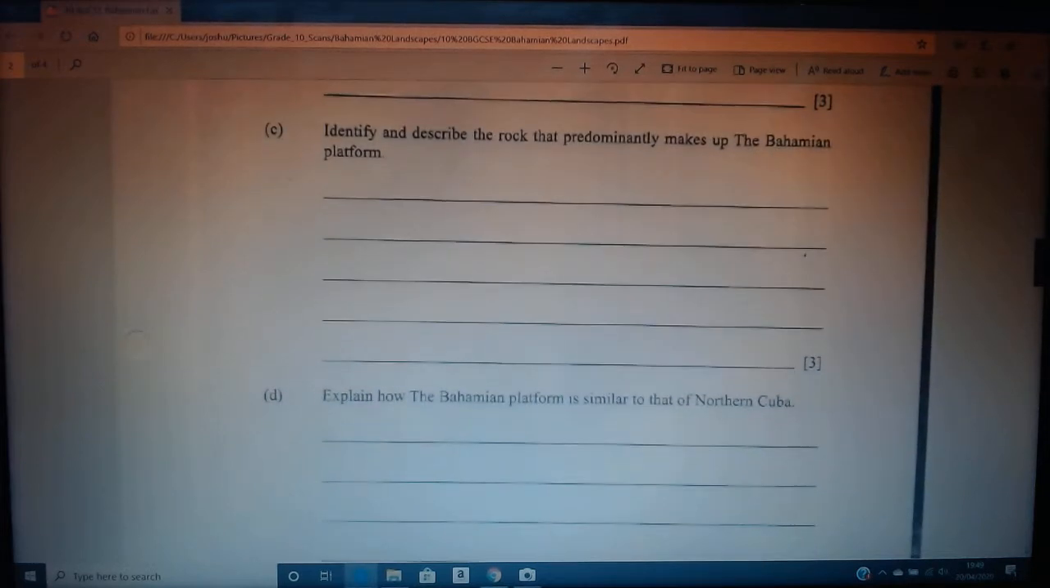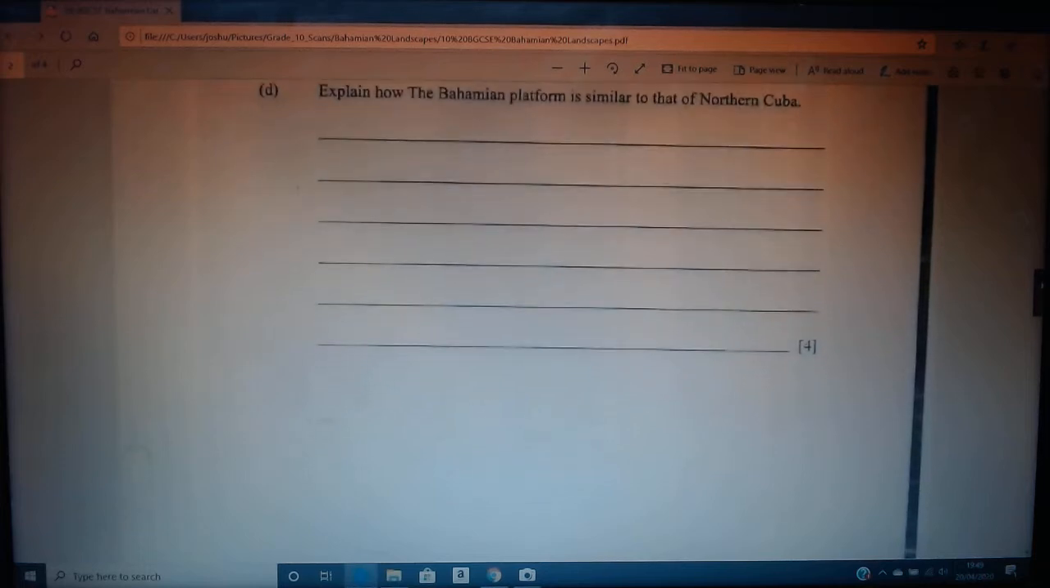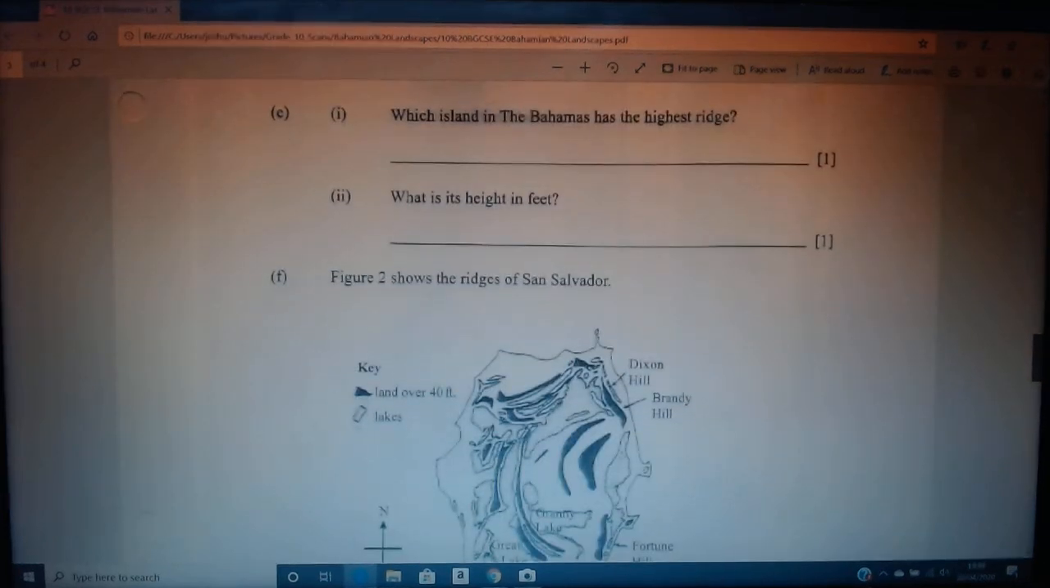Question C, identify and describe the rock that makes up the Bahamian platform. That's page 22 or 24 of the textbook. D, explain how the Bahamian platform is similar to that of North Cuba. That's on page 10. Then C1 and C2 are both on page 61, so you should be able to find that fairly easily as well.